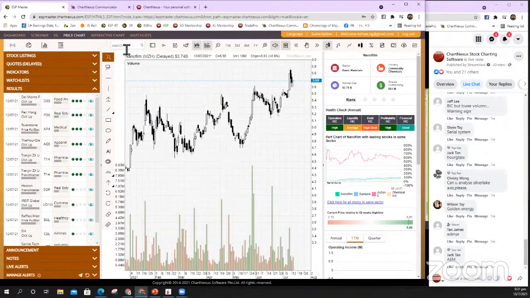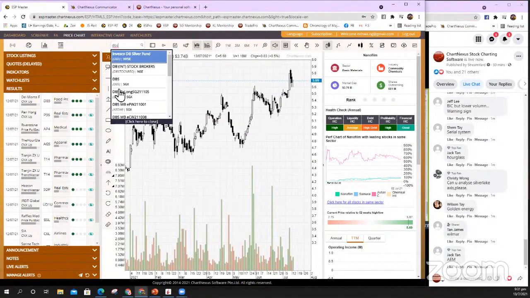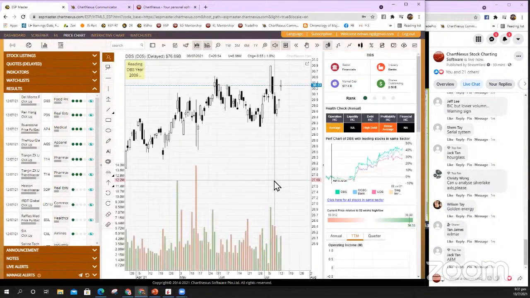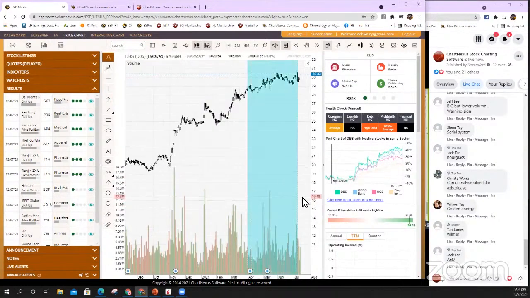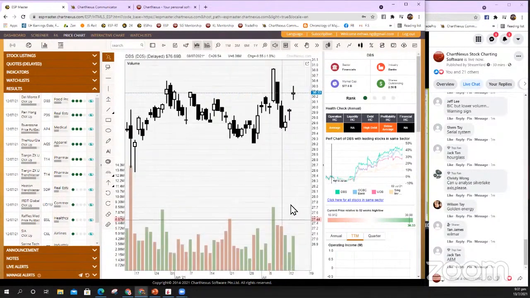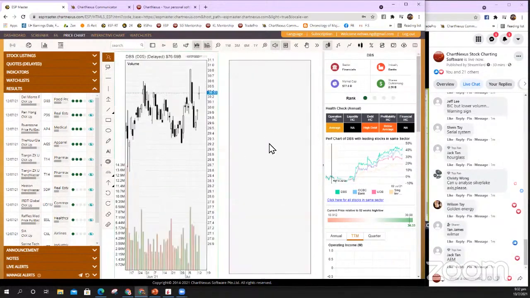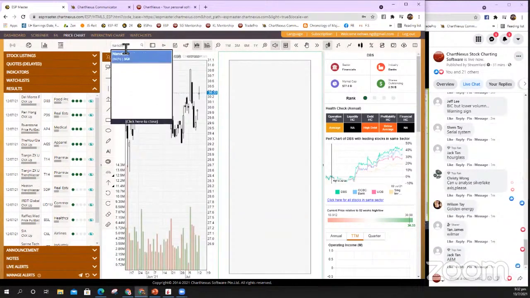Now I can show you another stock that you cannot see it in, which is DBS. When you go to the DBS chart, you see for yourself. Can you see that it is not as obvious as Nanofirm? Can you see the buyer in control is not as obvious as Nanofirm? Let me show you the two charts I put together side by side so that you can compare.